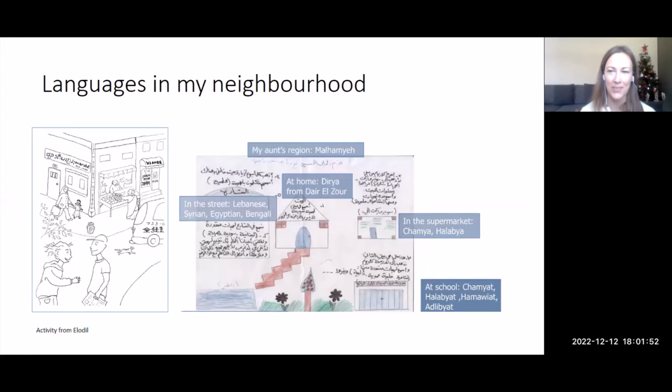So perhaps you can guess what happens here. Again, we're drawing, and students think about the languages that they see and hear at home, in the street, as you can see here, in the supermarket, at school, and the languages that they use in those situations as well. So for example, children, if they're learning a language at school, or if there's a different medium of instruction, they're using different languages at school, perhaps from those that they're learning at home.